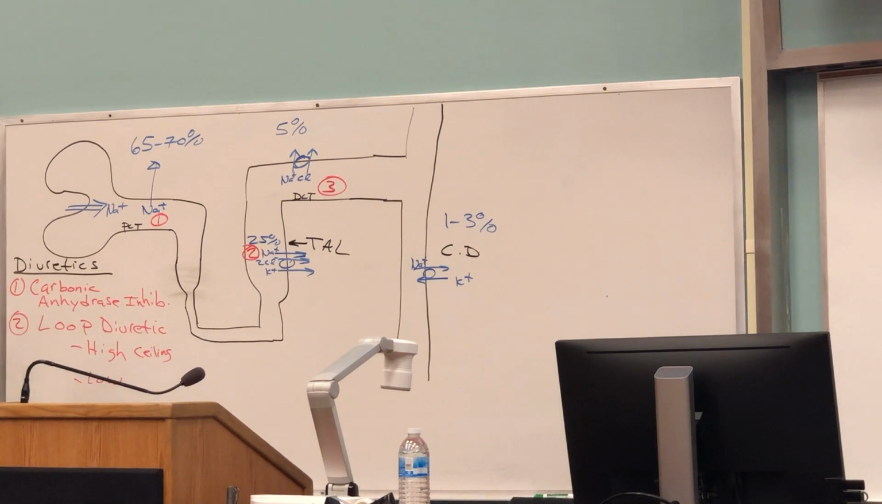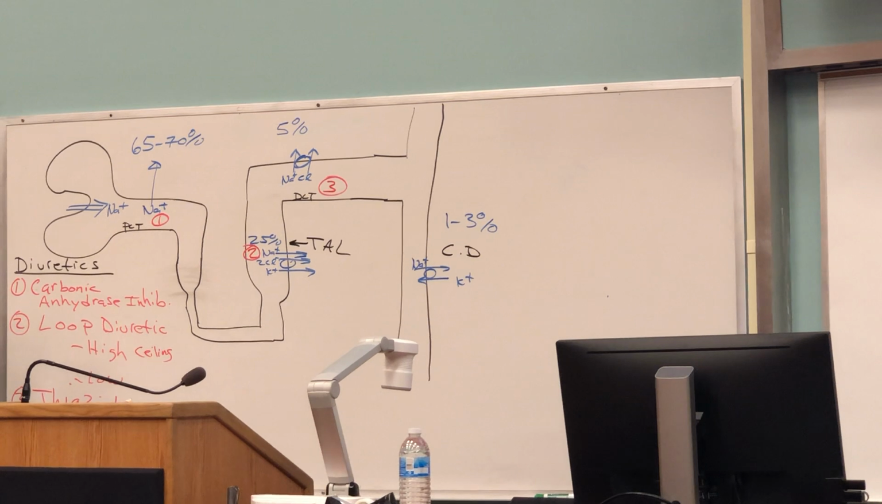And I'm running out of space, but the threes will be called thiazides. They target my distal convoluted tubule. These are very clinically appropriate because 5% is a small number. I can work with that. I can modify it, and I can give you various dosages to play with that amount of sodium.